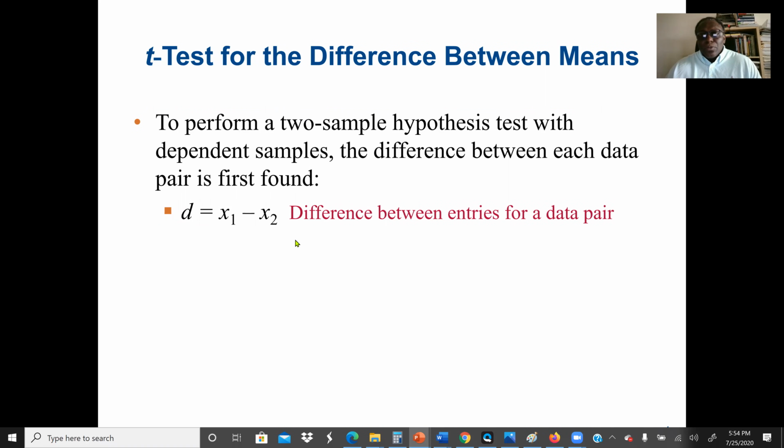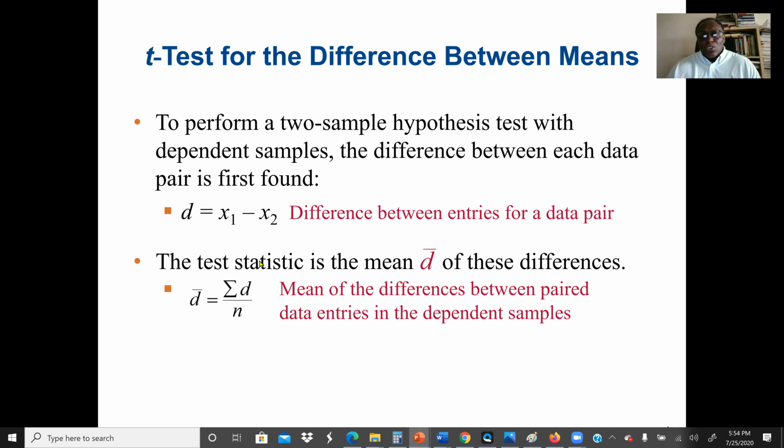So here we have two samples. So we have one pair of data for each. So for example, here we find the D, which will be S1 minus S2. This means the first value of the first sample minus the first value of the second sample. So again, to perform a two-sample hypothesis testing with dependent samples, the difference between each data pair is first found.